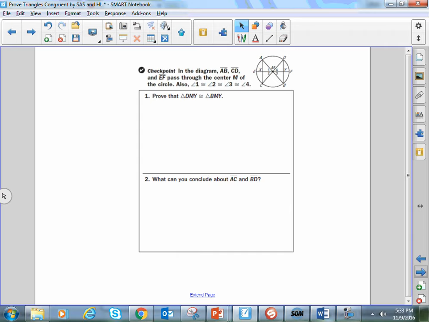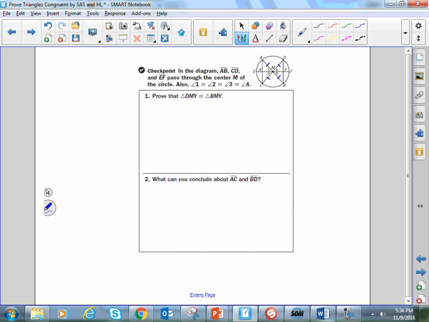All right, so let's see what we know about the figure. Well, it tells us in the information that AD, BC, and EF pass through the center of M. It's a circle. So because circle M is using AM, DM, and so on, we know these sides have to be the same because they're basically the radius of a circle.